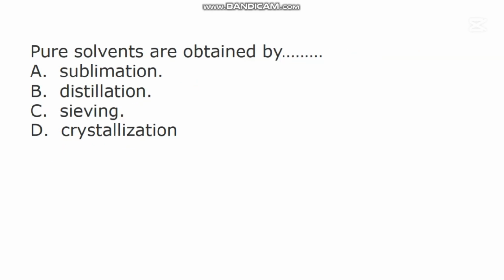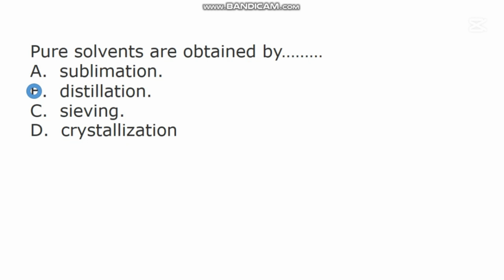The next question says, pure solvents are obtained by dash. A. Sublimation. B. Distillation. C. Sieving. D. Crystallization. In this question, the correct answer is B. Distillation. Studies have shown in chemistry that pure solvents are obtained by a technique known as distillation.